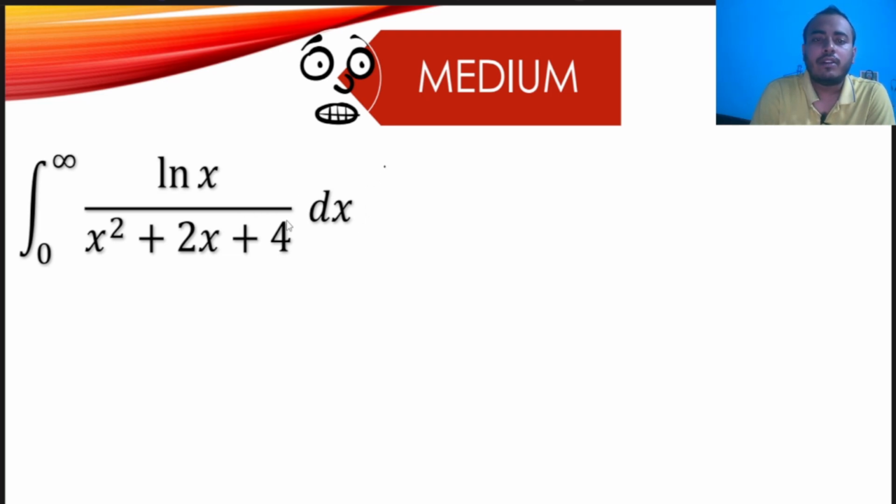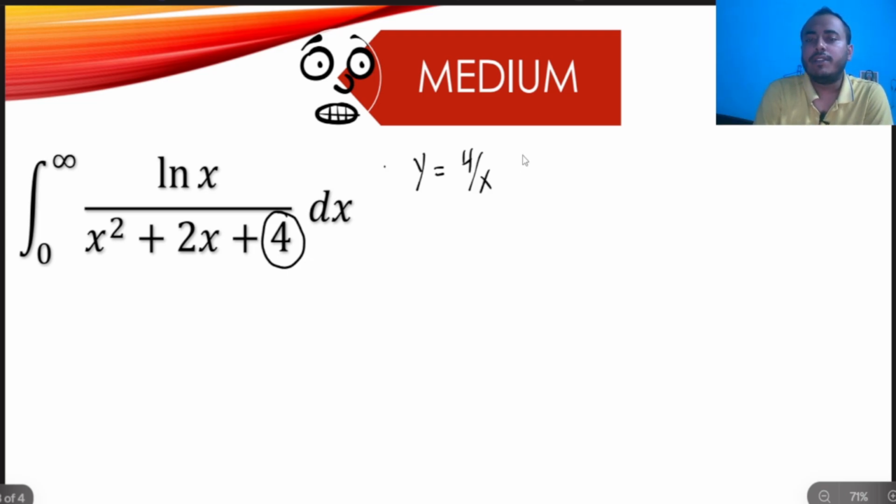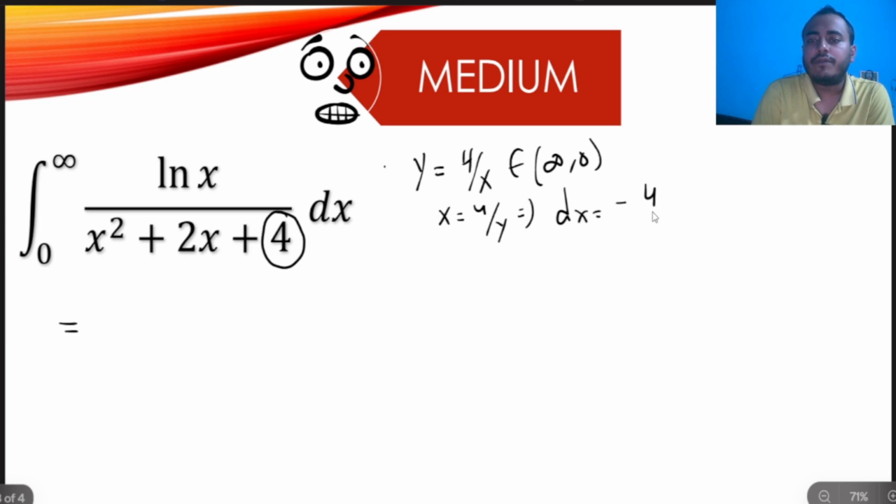First of all, look at the constant term in the quadratic. It's 4. So if you have a quadratic like this, look at the constant term and substitute y equals 4 upon x. This is your new variable y. The limits we can already understand: the limits are going to be infinity to 0 for 0 and infinity respectively. And we can make the transformations now, because we understand that x is equal to 4 by y and that dx is equal to minus 4 by y squared dy, correct?